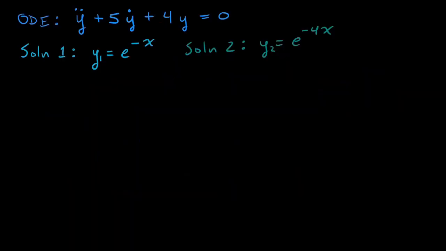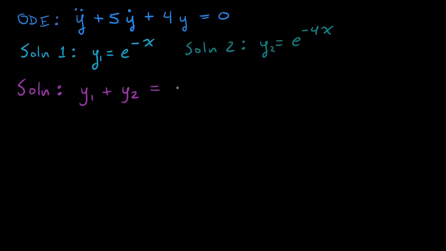For this linear second-order homogeneous differential equation, I found 2 solutions: y1 equals e to the negative x, and y2 equals e to the negative 4x. Because it's a linear differential equation, I know that I can take the sum of those two and have a solution. So I also know that I have a solution that is y1 plus y2, okay?